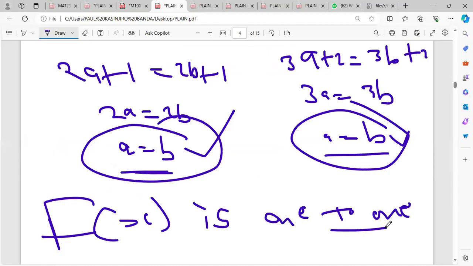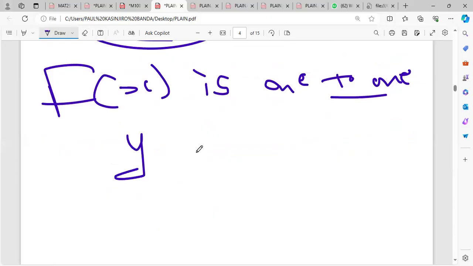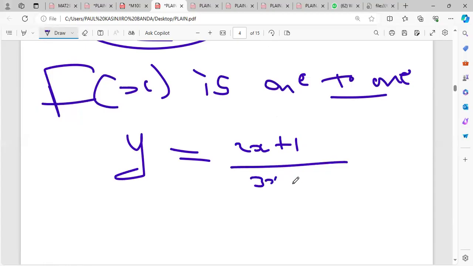Okay, then after finding that it's 1-to-1, now find its inverse. So to find its inverse, you're just going to replace the f of x with y. And then you say y equals 2x plus 1 divided by 3x plus 2. So I'm just trying to make x the subject of the formula. So what do I do? Multiply by the denominator.